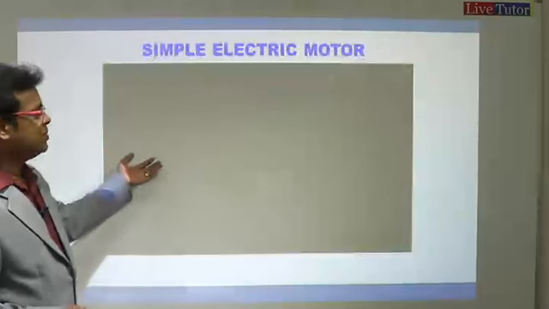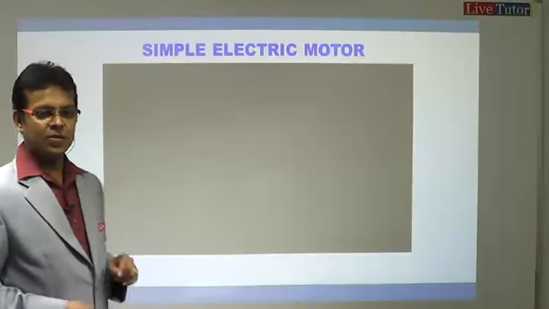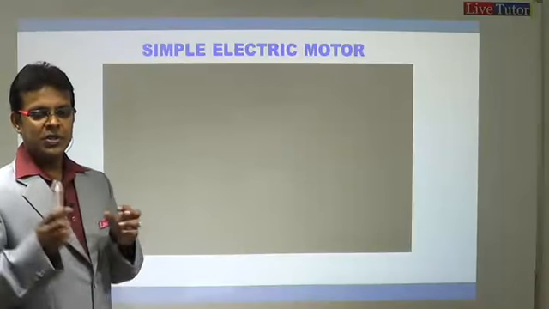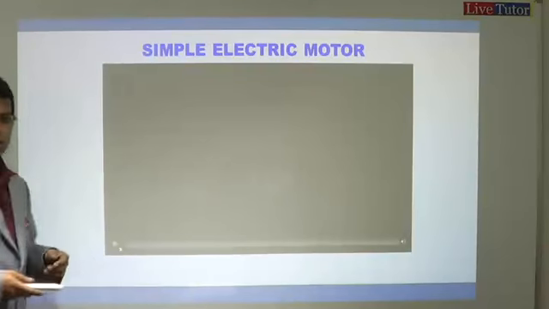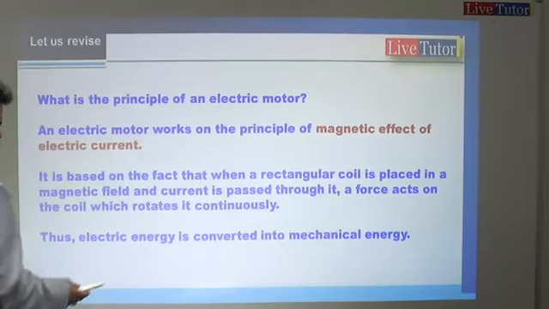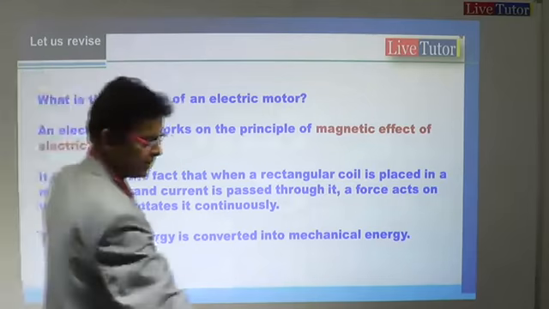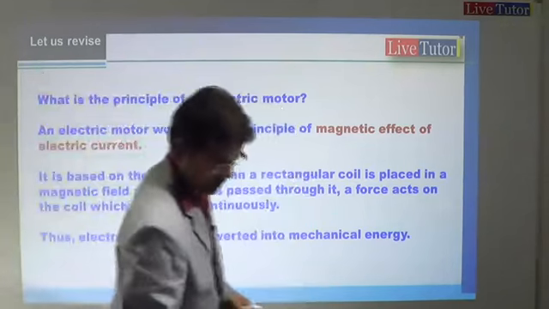Now this is the simplest electric motor. You can see a video on how to build the simplest electric motor by using Fleming's left hand rule. Just watch that. It will be very interesting, so that you can also make it at home.